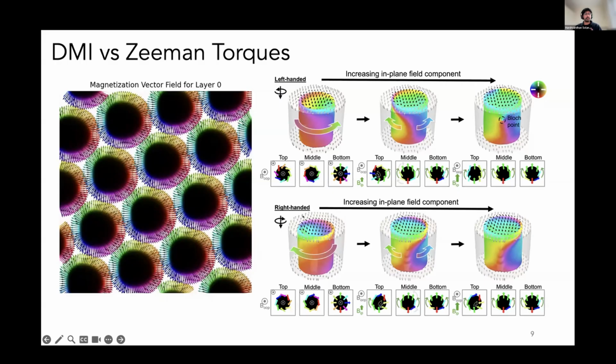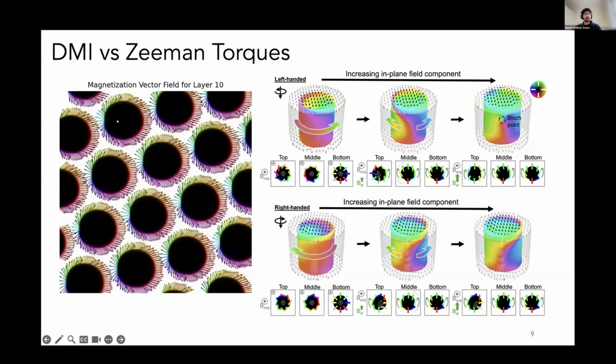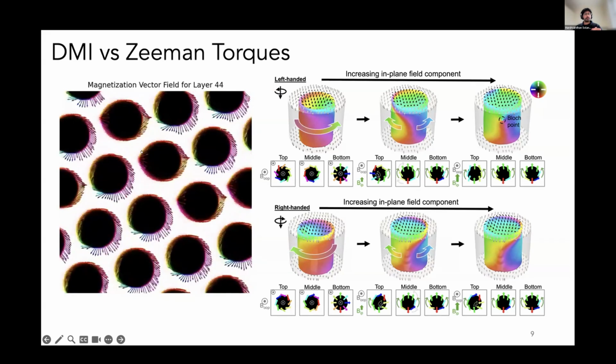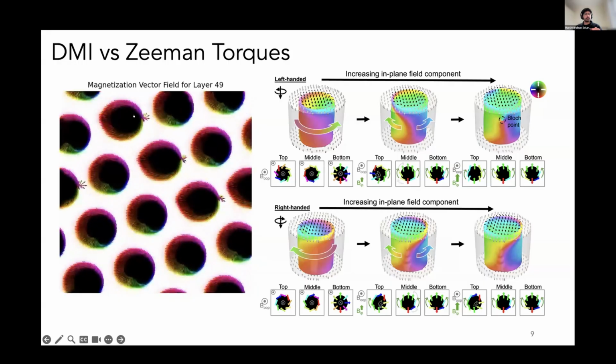due to the way that the DMI interplays with the Zeeman torque. And you can see that as we look through the layers of the sample, this is sort of corroborated, where we see that those 3 fermions in particular, the counterclockwise ones, are more symmetrical as compared to the clockwise bubbles, because of the way that this DMI assists the formation of the type 2 bubbles for the counterclockwise fermions.